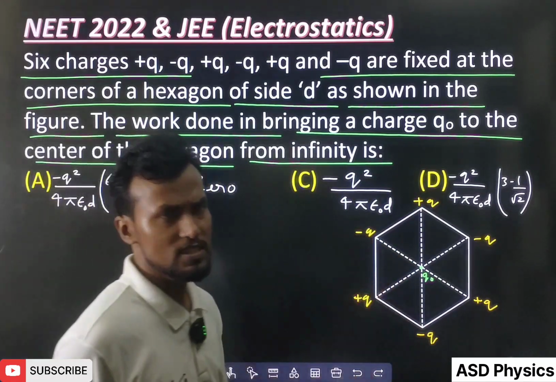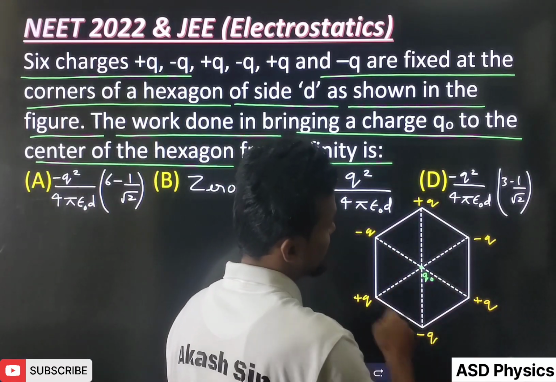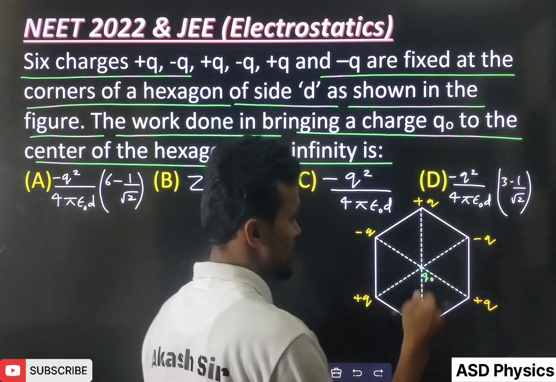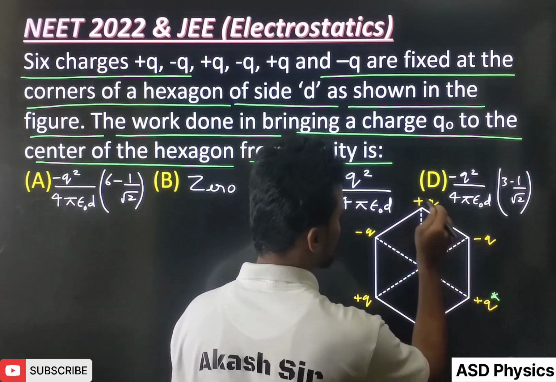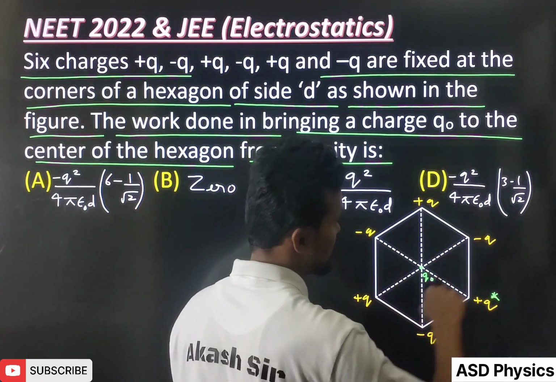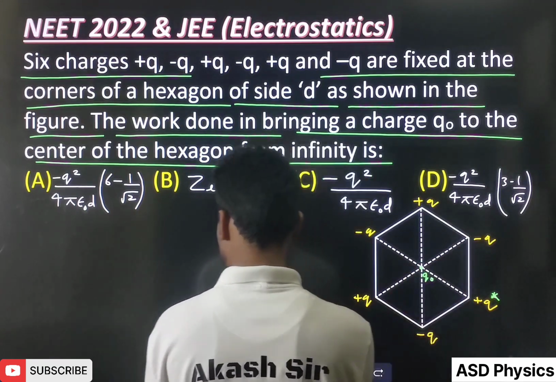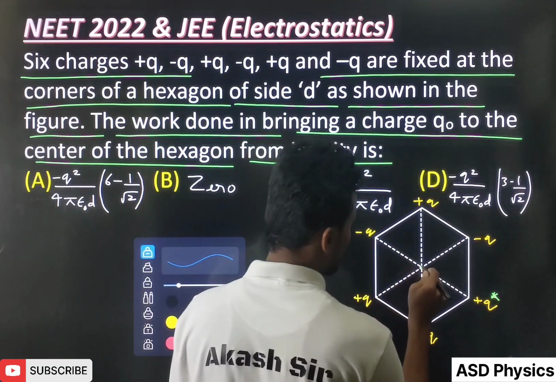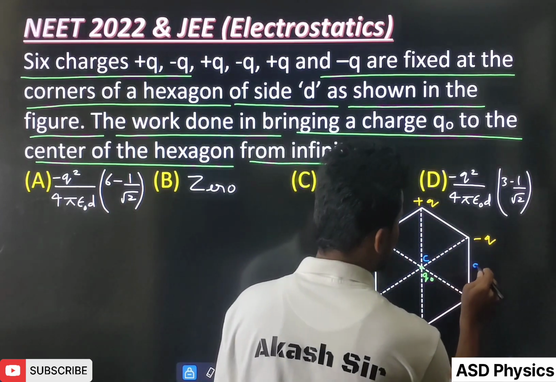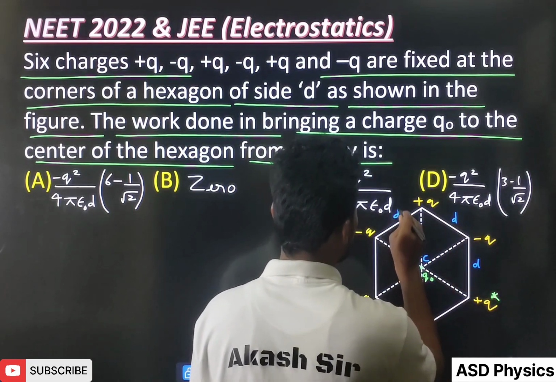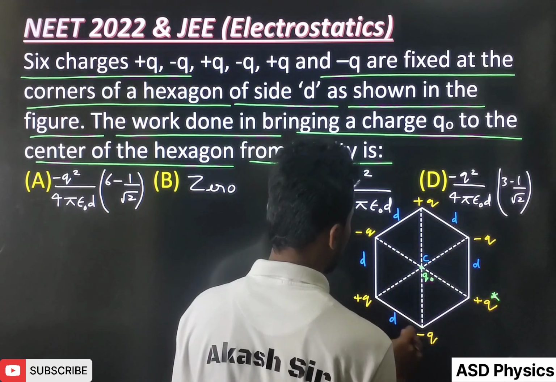Okay, so this is the situation. Here you can see I have taken the charges in a cyclic order, always cyclic order. If I start from here, q, -q, q, -q, q, -q, always in a cyclic order. Okay, and let's take the center as C. Now this is the center of the hexagon, C, and all the sides of the hexagon are given as D.